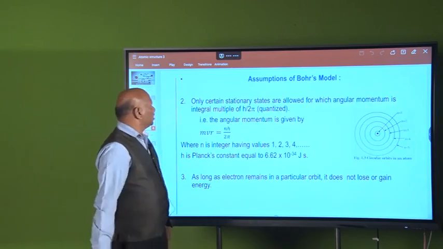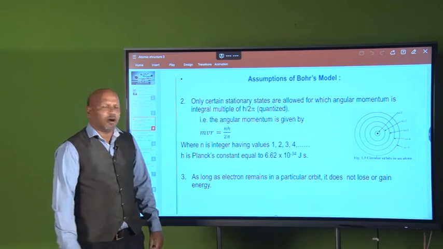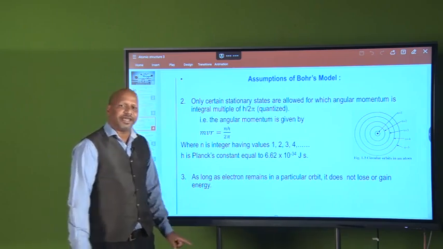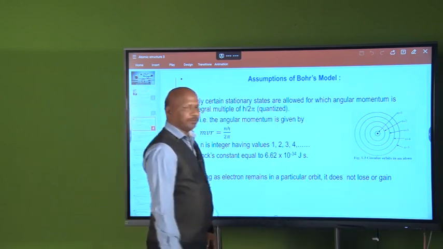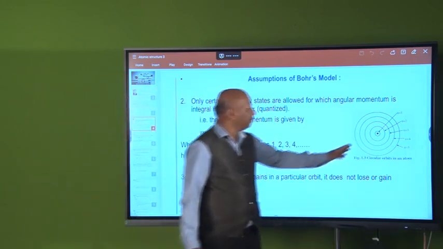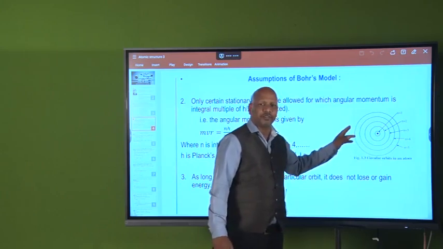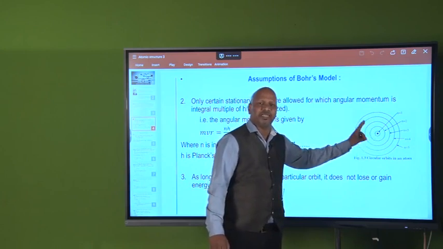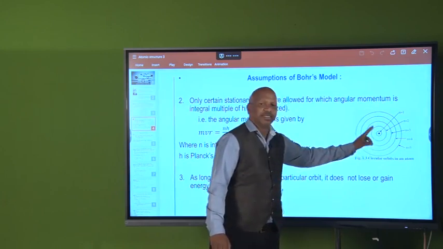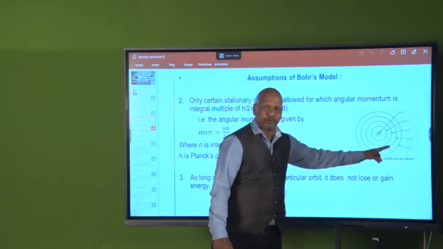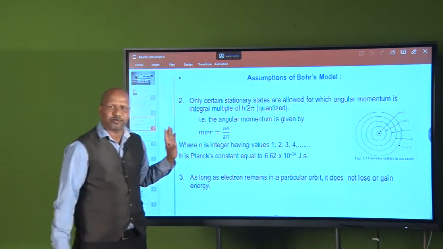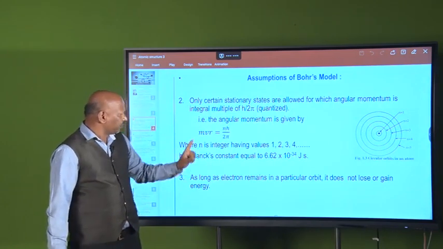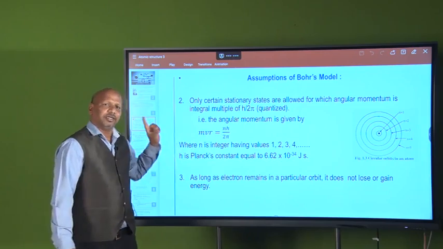The second assumption: only certain orbits or stationary states are allowed, those having angular momentum that is an integral multiple of h by 2 pi. You can't place an orbit at any arbitrary position. Only if the angular momentum is an integral multiple of h by 2 pi are those orbits allowed. There are no continuous orbits; the orbits are quantized, and only then will you get that orbit.